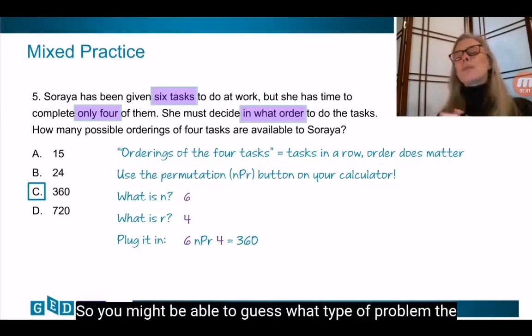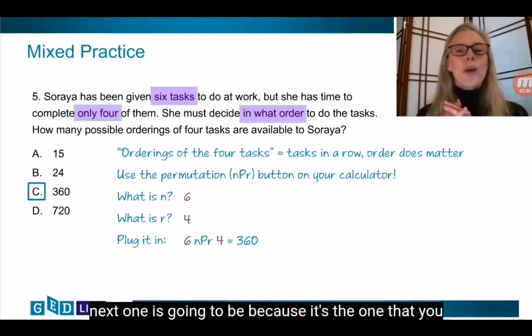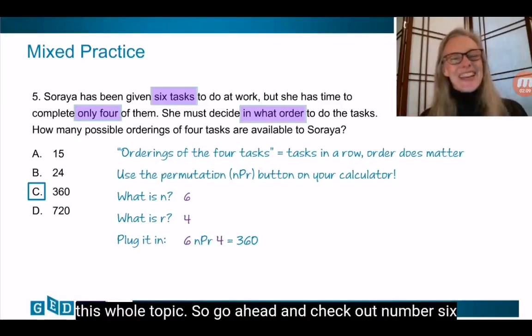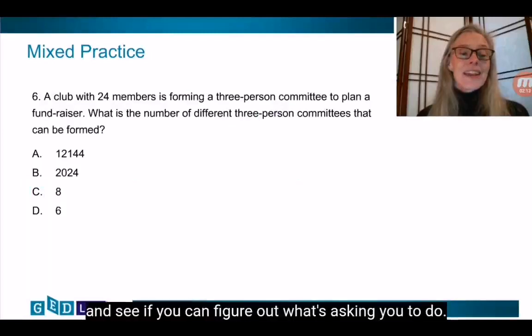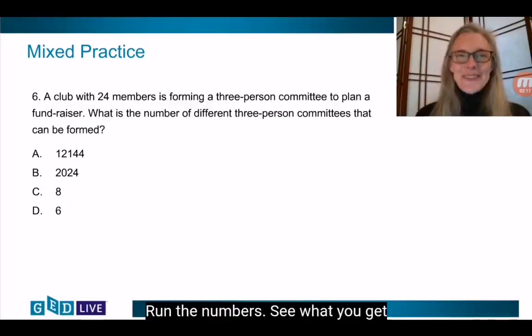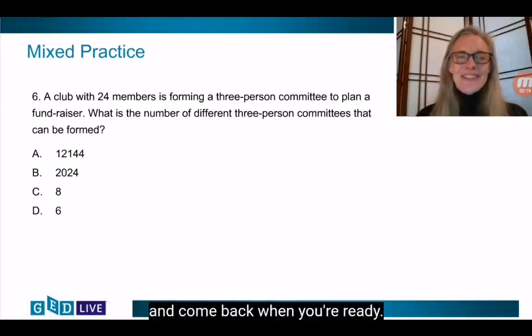So you might be able to guess what type of problem the next one is going to be, because it's the one that you haven't practiced yet in this session that's related to this whole topic. So go ahead and check out number 6 and see if you can figure out what it's asking you to do. Run the numbers, see what you get, and come back when you're ready.